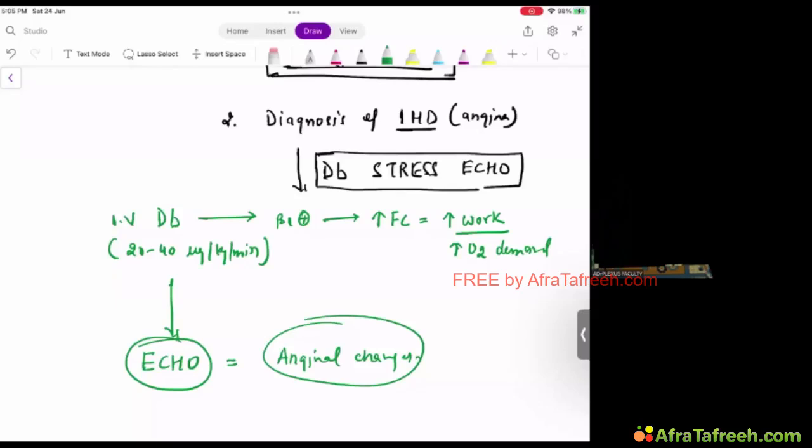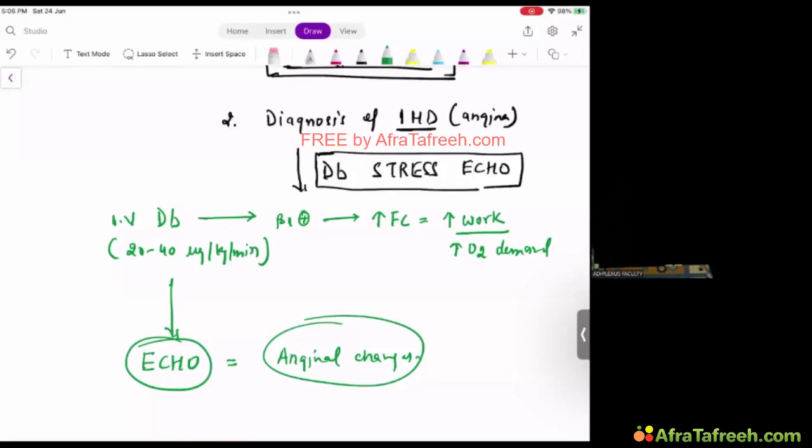The common cause? Gastritis. Out of 100% cases of chest pain, 90% are due to gastritis. What is the first investigation you do when a patient comes complaining of very severe chest pain? ECG. What will ECG show?